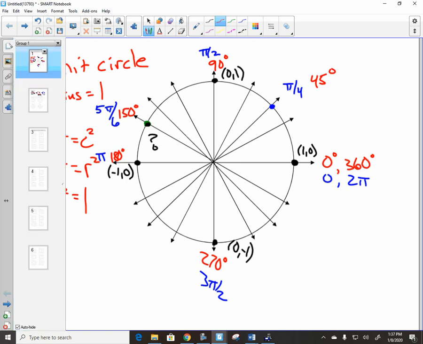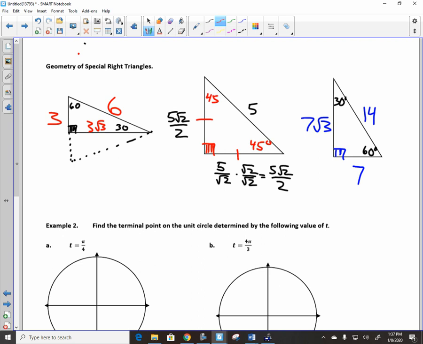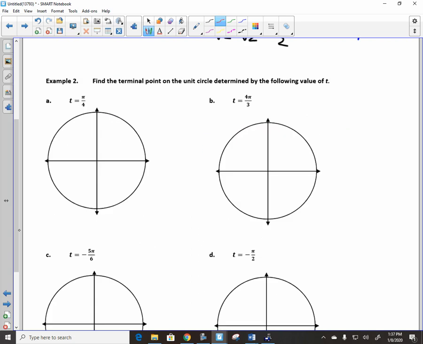So we'll flip back to this side, and that's what I'm going to do. If they tell you find the terminal point for t is pi over 4, what that means is we have a 45-degree angle. Now, we're working in the unit circle. If we're working in the unit circle, what's the radius? 1. So that means that this has a length of 1. This will always have a length of 1 in the unit circle. You good?